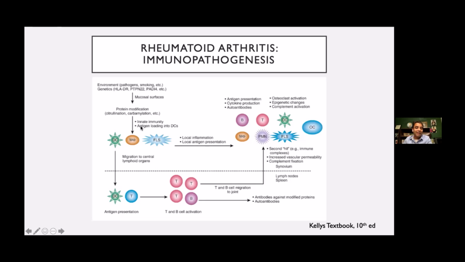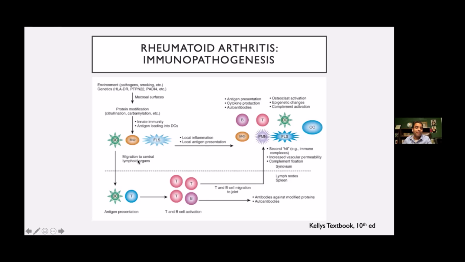And when this happens, our immune system is activated, like the innate immunity. The M is for macrophage, and this is a fibroblast-like synoviocyte. It's one of the tissues in the joint. And this is the dendritic cells. So these are the cells of the immune system, or innate immune system. Now, when there's protein modification, the cells of the immune system get activated and they cause inflammation.